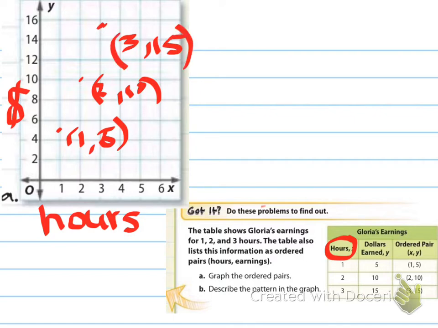All right, and so now it wants us to describe the pattern in the graph. And so the pattern that I see is that for every hour that Gloria works, she earns $5. So for every hour Gloria works, she earns $5, or Gloria makes $5 per hour, right?